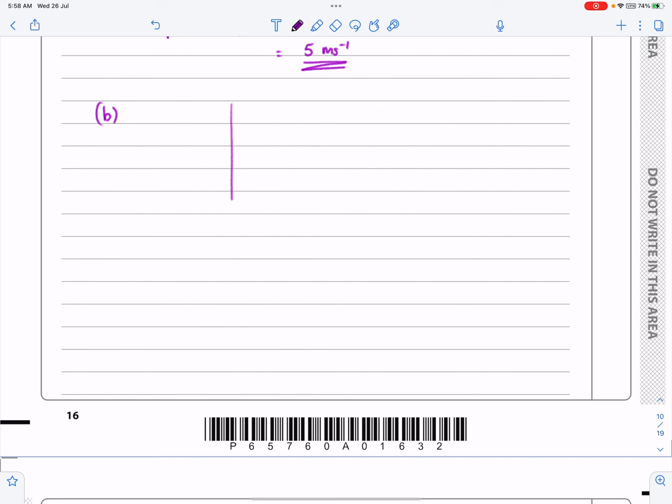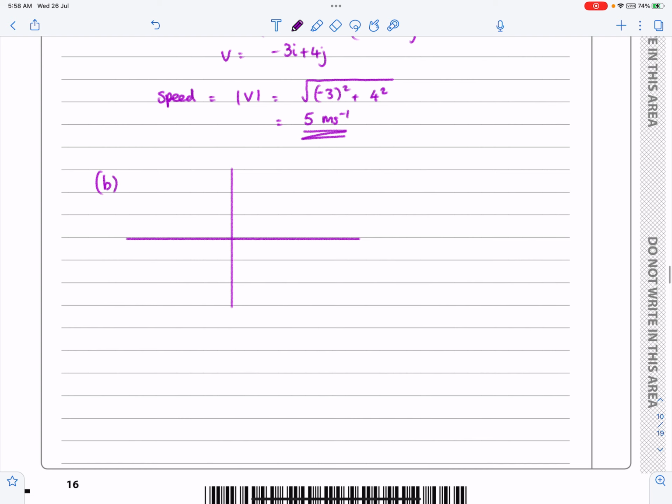Let's just do a quick quadrant and show where the vector minus 3i plus 4j is going to be. If we're working out an angle question, always just do a really quick sketch. And I mean really quick. All I want to know is which of these 4 quadrants it's going to be in. And minus 3i plus 4j would look like that vector there.